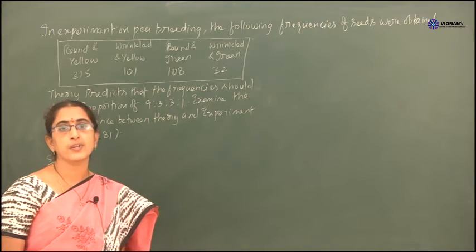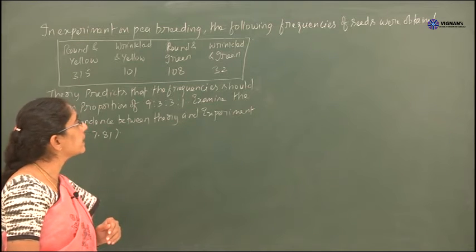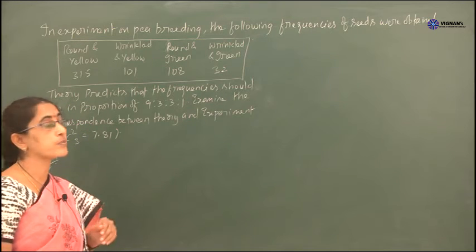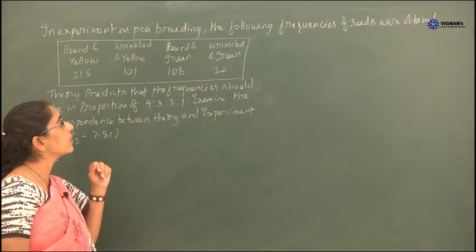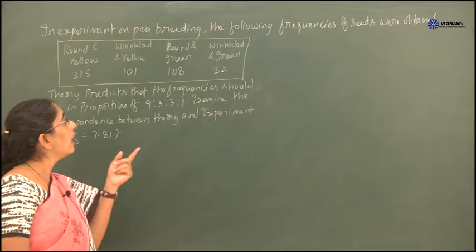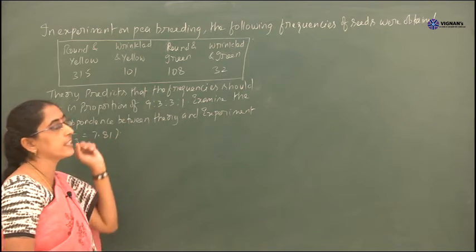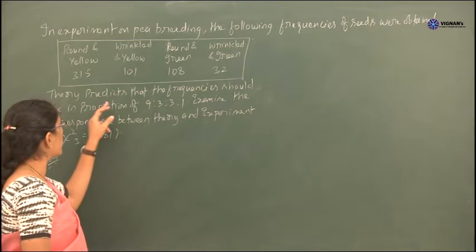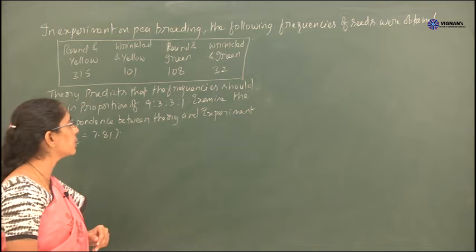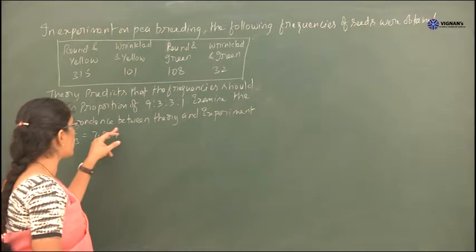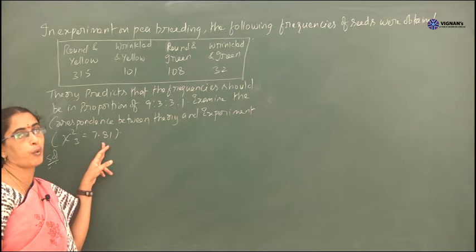Now see the last problem in chi-square test with unequal frequencies. In an experiment on pea breeding, the following frequencies of seeds were obtained. The seeds were classified into round and yellow color, wrinkled and yellow color, round and green color, and wrinkled and green color: 350, 101, 108 and 32. Theory predicts that the frequencies should be in proportion of 9:3:3:1. Examine the correspondence between theory and experiment, the tabulated value for 3 being 7.81.